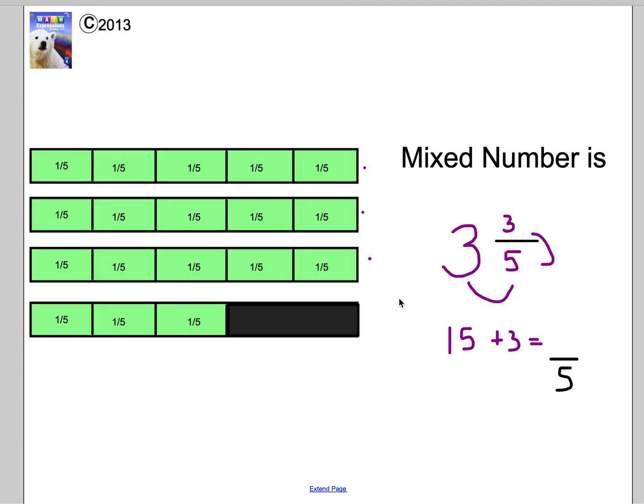One more example. Here we have 3 whole green bars cut up into fifths. 3 whole bars. 3 times 5 gets us 15. And then we need to add the leftover 3. So we multiply and add. And when we get that, we get 18 fifths.